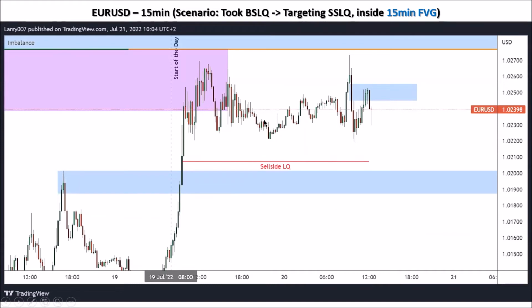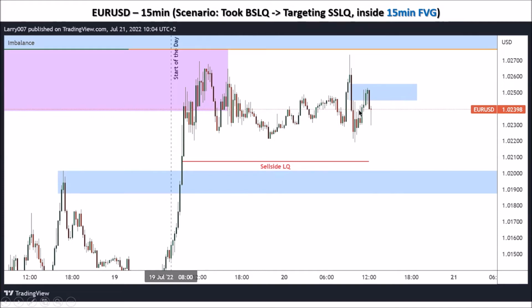15 minutes, the scenario. So we have taken this buy-side liquidity, okay? Now we are targeting this sell-side liquidity. And we have a beautiful 15-minute fair value gap to trade inside after taking this sell-side, breaking these lows, and creating displacement. Nice fair value gap.